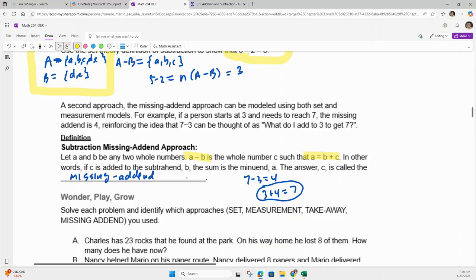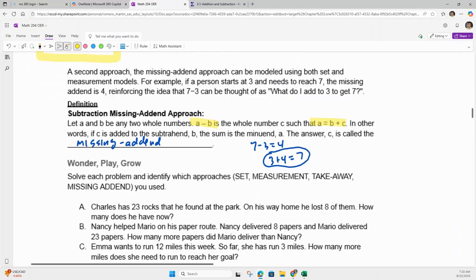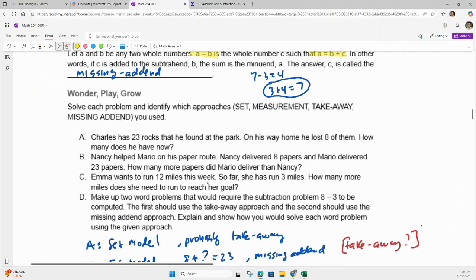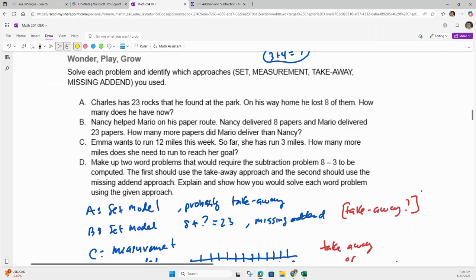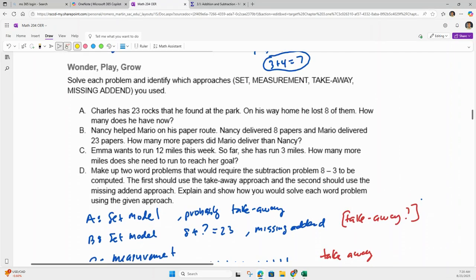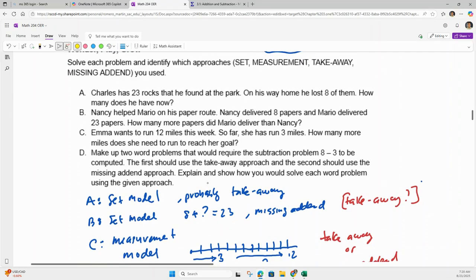Like, how do I solve 7 minus 3? Well, I do 3 plus what equals 7. And that gets me the missing add-in, the missing number to add together to get me up to the 7. Some would call this the counting up idea, the counting up to solve a problem.